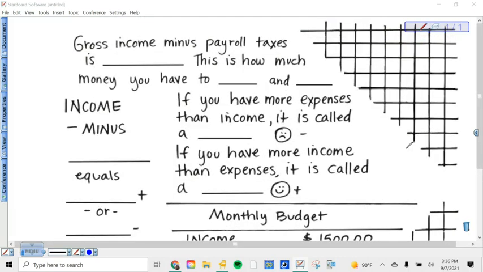Okay, we talked about this a little bit last week. So there's something we call gross income. Gross income is the amount of money that you earned. Gross income minus taxes and insurance, all the deductions, is called what? Net. Yeah, net income. Net income. And this net income is how much money you have to save and spend.